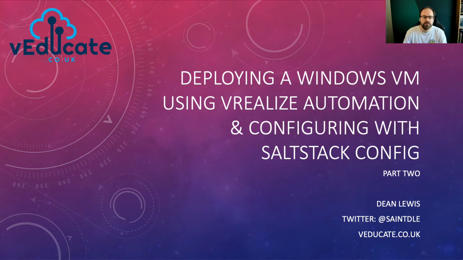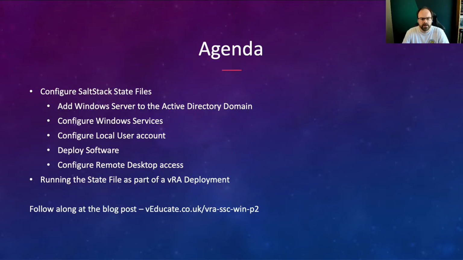If you've not already looked at part 1, I urge you to go back and check that out, where we basically looked at an overview of what is SaltStack configuration, got our Windows Server template prepped and ready for deployment with VRA and SaltStack Config, and then we did an initial test deployment to make sure that our SaltStack minion deploys correctly and that we can configure it for data actions going forward.